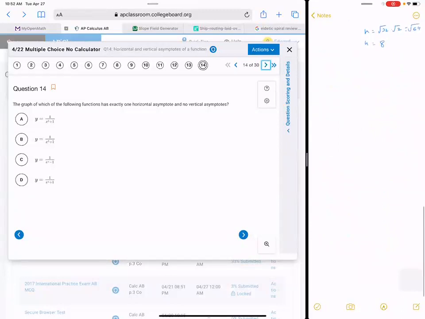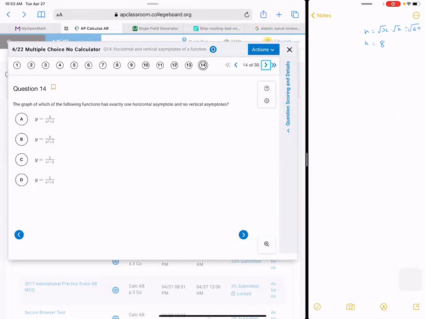Okay, the graph of which of the following functions has exactly one horizontal asymptote and no vertical asymptotes? So I'm trying to think if this is just an algebra 2 question. Is there like a calculus way of doing this?